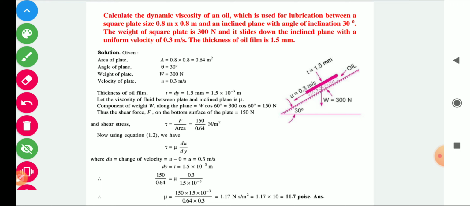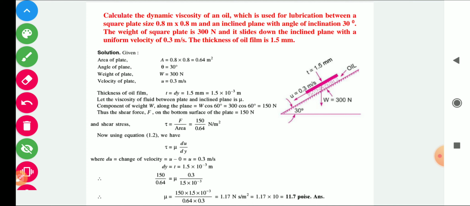Calculate the dynamic viscosity of an oil which is used for lubrication between a square plate of size 0.8 into 0.8 meter and an inclined plane with angle of inclination 30 degree. The weight of square plate is 100 Newton and it slides down the inclined plane with a uniform velocity of 0.3 meter per second. The thickness of oil film is 1.5 mm.